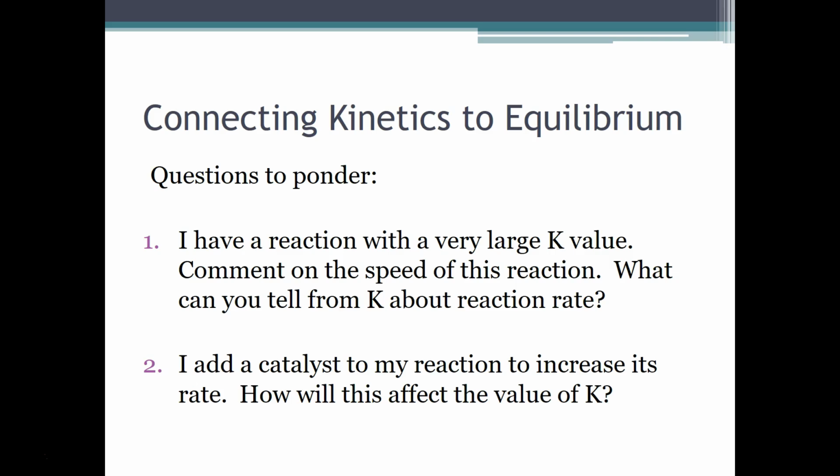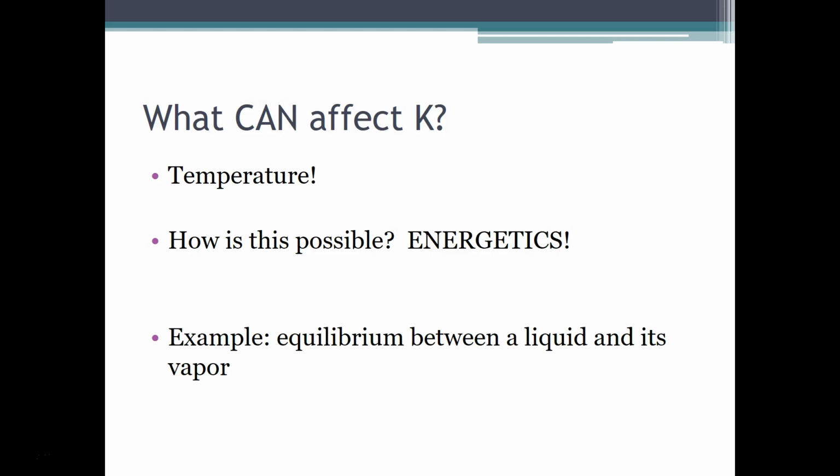And if the initial rate of the reverse reaction was very large, then we would know that we would have a lot of reactant and K would be very small. And again, if I add a catalyst to the reaction, it's not going to have any effect on the value of K. Only temperature affects the value of K, but the catalyst will help to get to K faster. Alright, so what can affect K? Only temperature. And how is this possible?